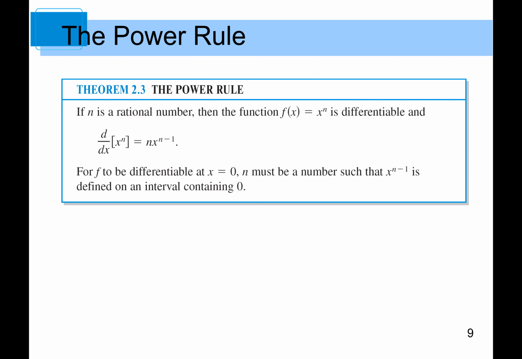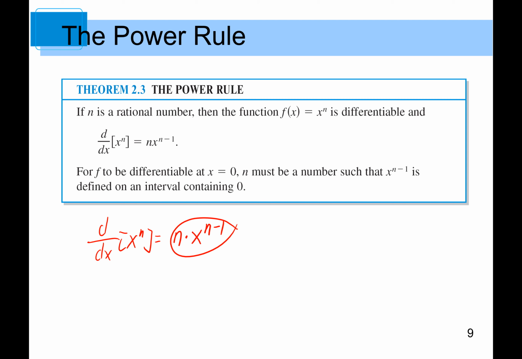So in the power rule, if n is a rational number, then the function f of x equals x to the n is differentiable, and the derivative of the function x to the n becomes n times x to the n minus 1. The procedure is quite straightforward. Put the exponent n in front and reduce the exponent by 1. And that's how we apply the power rule.